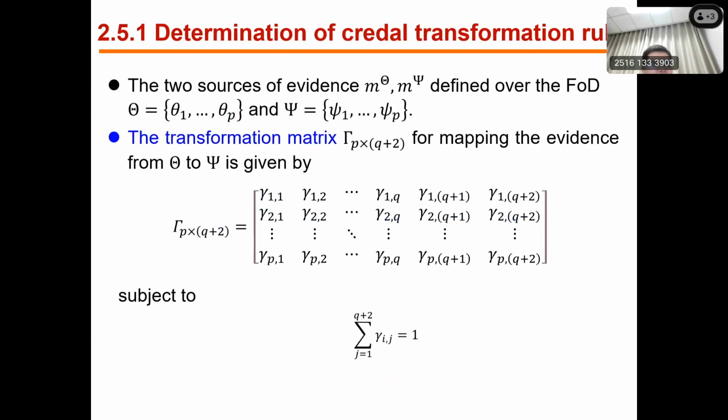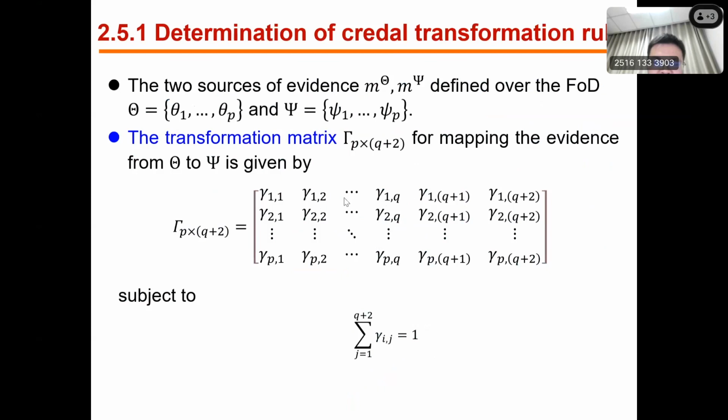In our work, we propose a transformation matrix for mapping the evidence from one frame to another frame, and this is given by that. For example, P is an element in theta, and Q is an element in phi. Sorry, these are typos.